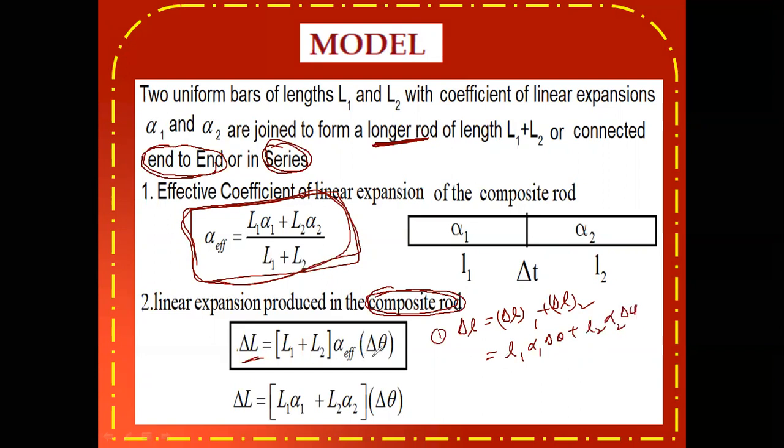So take out the common delta theta, then you will get the formula (L1 alpha 1 plus L2 alpha 2) into delta theta. In other words, we can also say that the total length (L1 plus L2) times alpha effective into delta theta. This is one of the most important models. Now let's see the next problem, applications based on this.